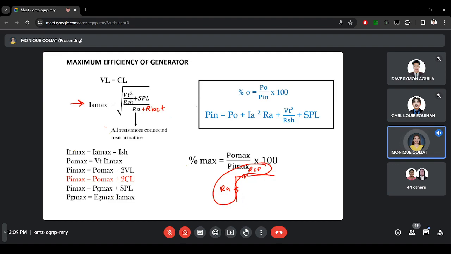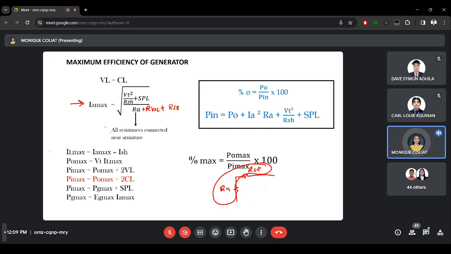Why do you need PO max? Because to get the percentage maximum efficiency, we need PO max divided by PI max times 100. So to get PO max, you need VT times IL max. And to get PI max or maximum input power, you need PO max plus 2CL or 2VL.